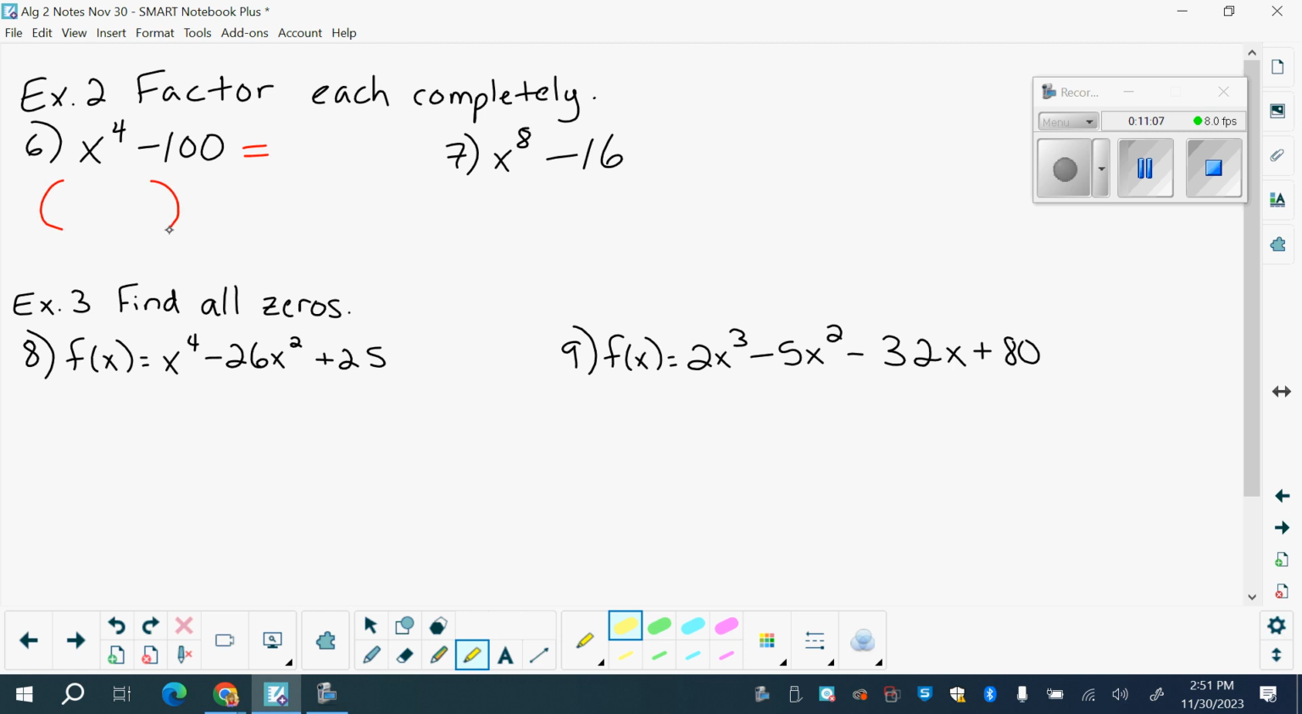So Asan said x squared minus 10. What do you think about that? And then x squared plus 10. What do you think about that? Right. Does either one of those factor again? No, we can't take the square root of 10, so that's as far as we can go. And then what about this one?